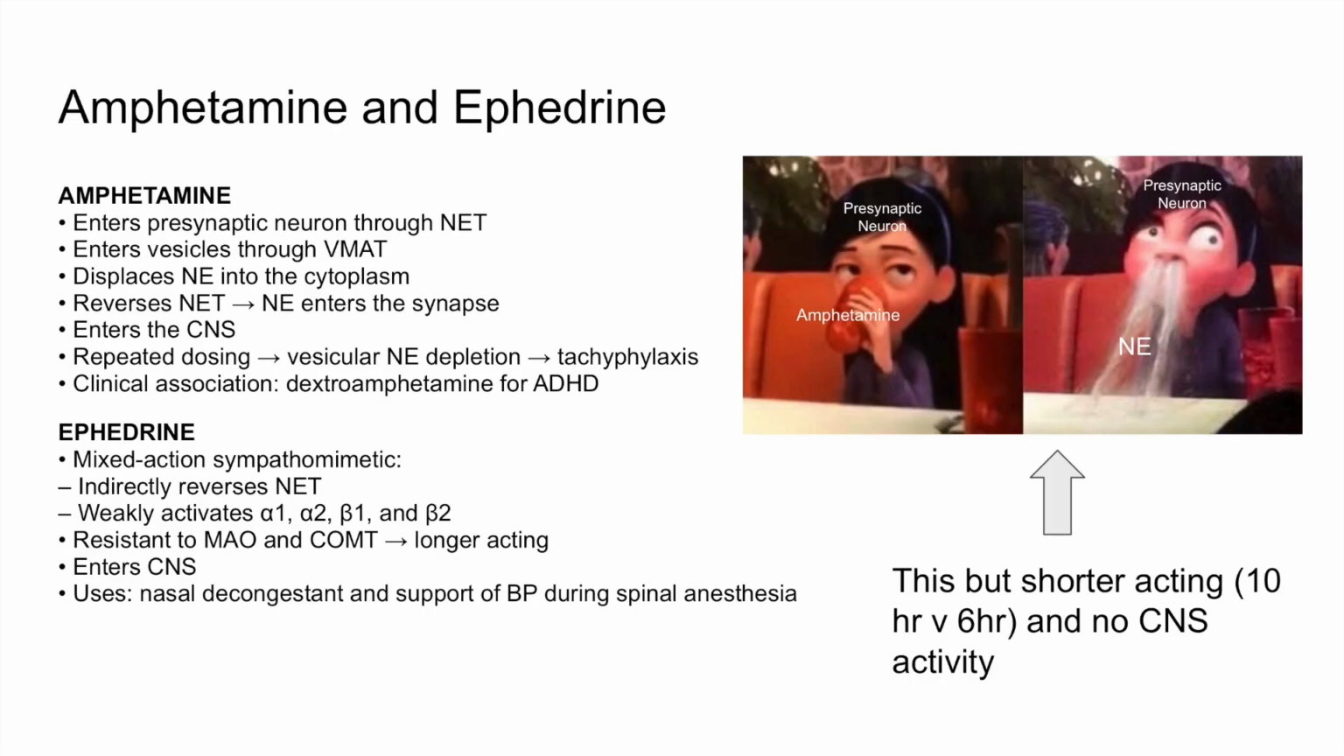Amphetamine is an indirect sympathomimetic because it increases catecholamine signaling primarily through releasing neurotransmitters rather than directly stimulating the adrenergic receptors. It enters the presynaptic neuron through monoamine transporters and then enters storage vesicles through VMAT. This displaces norepinephrine and dopamine into the cytoplasm, allowing the transporters to run in reverse and release these monoamines into the synapse. Because amphetamine readily reaches the central nervous system, it produces prominent central effects that contribute to its therapeutic use in ADHD, as well as its potential for misuse.